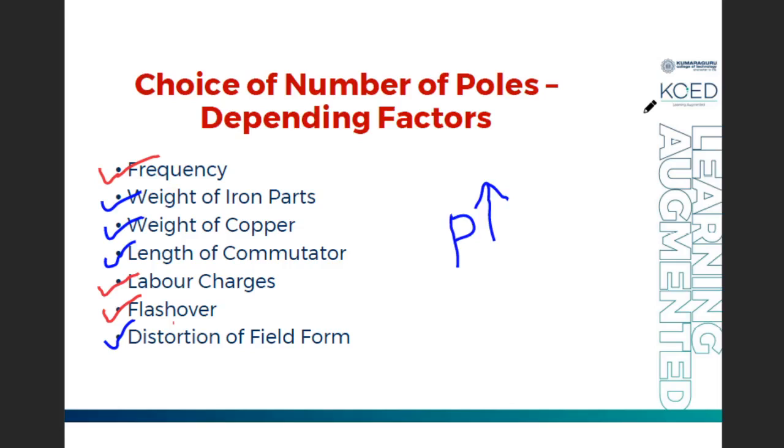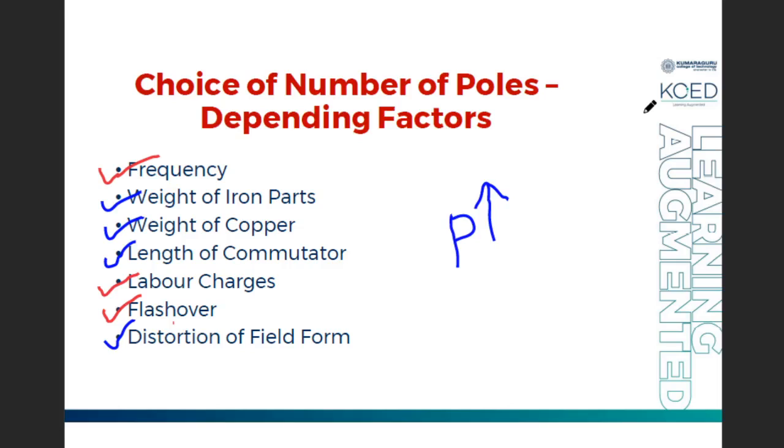So we have come to the last portion of today's topic. Let us summarize all the points we have discussed so far. If you are going to decide the number of poles for a DC machine, you have to keep in mind all these depending factors. If you are selecting a larger number of poles as the final value, the advantages you will get are: the weight of the iron parts will be reduced, the weight of the copper will be reduced, the length of the commutator will be reduced, and the distortion of the field form will also be reduced. These are the benefits if you go for a larger number of poles.